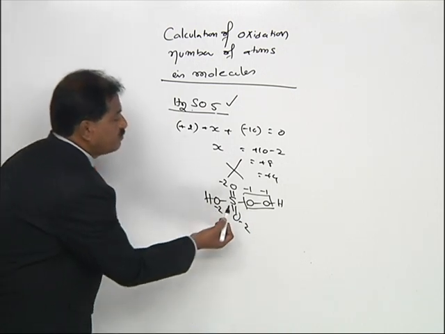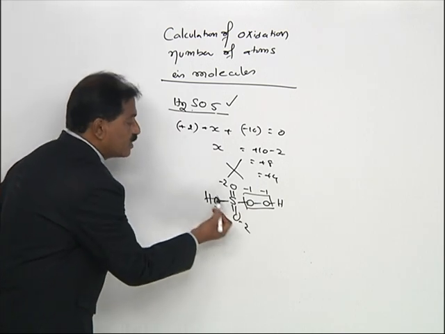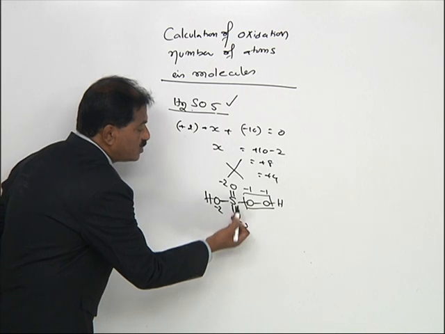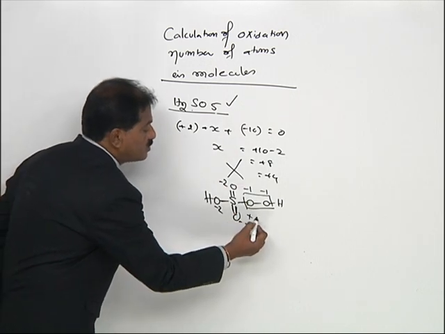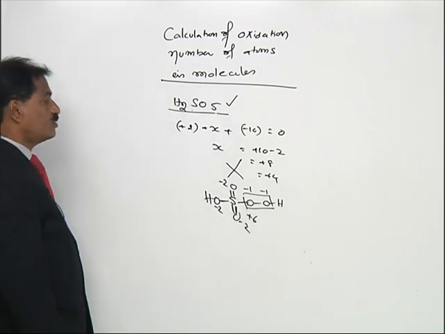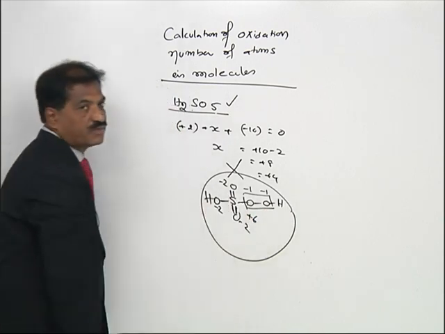Now, for sulfur, you see here through this bond, sulfur has lost 1 electron. Through this bond, it has lost 1 electron. Through these two bonds, it has lost 2 electrons. Through these two bonds, it has lost 2 electrons. Total oxidation state is +6. So, if you know the structure, then only we will get the correct oxidation state for sulfur.